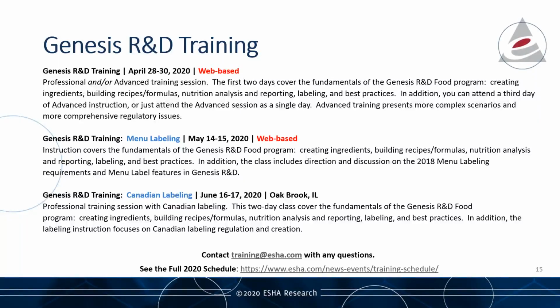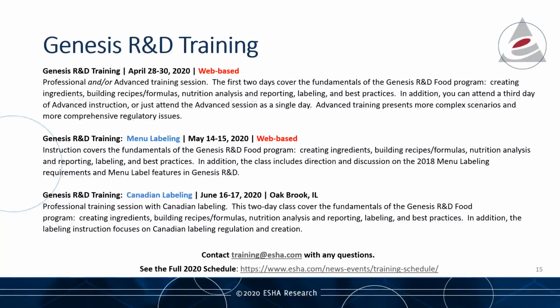The May training session will be focused on menu labeling. So again, it's going to cover the Genesis features, but the labeling portion will be focused on restaurant and food service, that menu labeling set of features and discussion. And the May training, the menu labeling, is a 2-day format. So if you're already registered, or if you want to register and have any questions, please get a hold of our training team. You can reach them at training@esha.com. And we also have all the contact information and the schedule on the ESHA website.